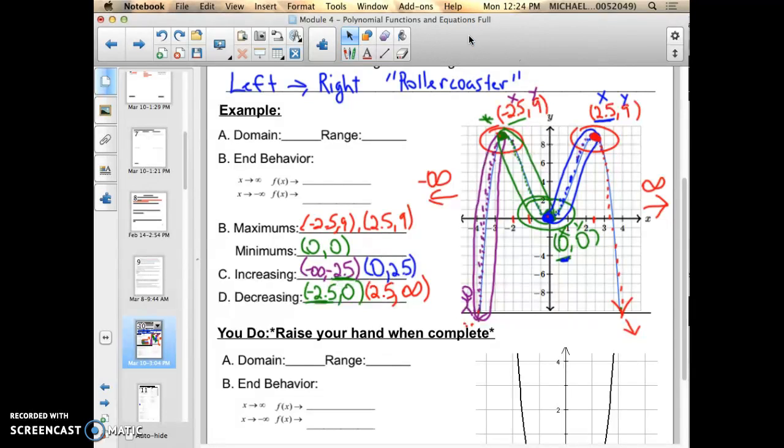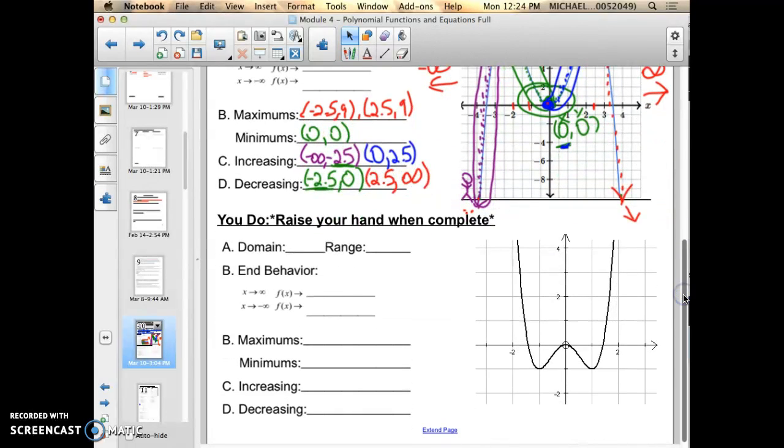So now you can go ahead and try parts C and D down here. Or I'm sorry, B, C, D. No, C and D, I made an error. These three down here. And raise your hand when you're done so I can check your understanding.